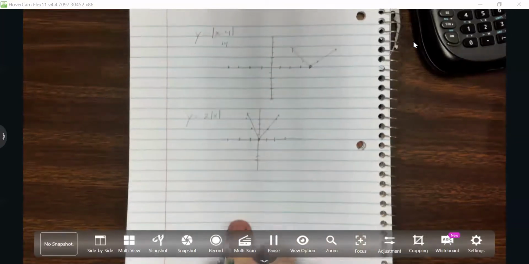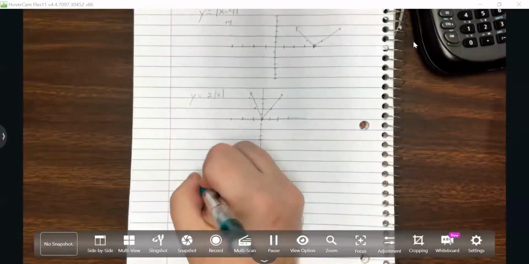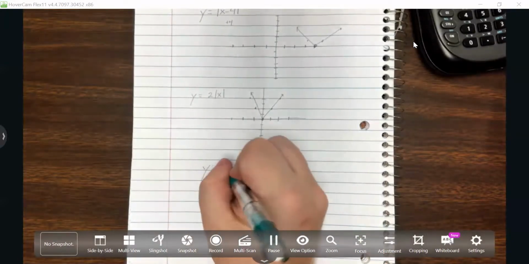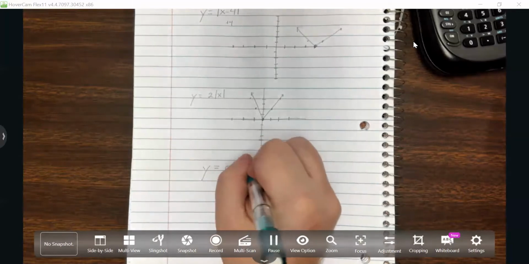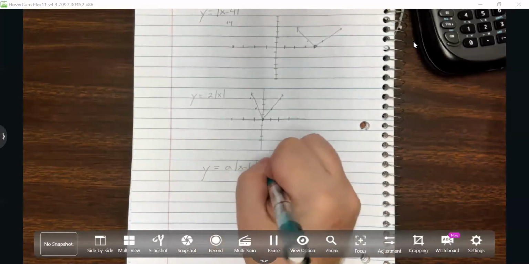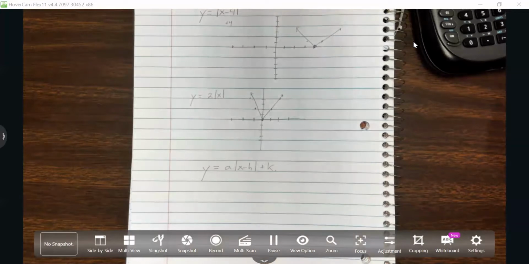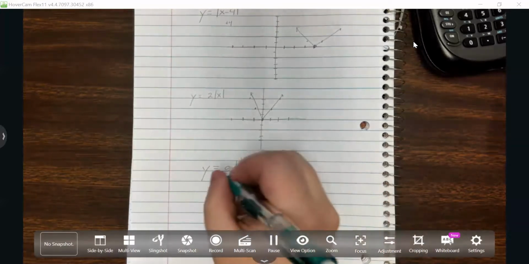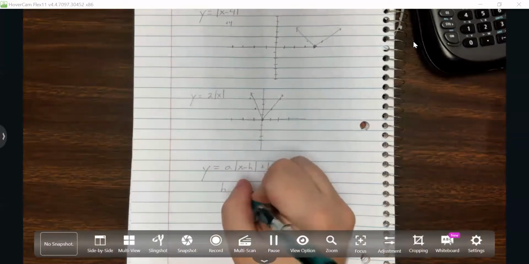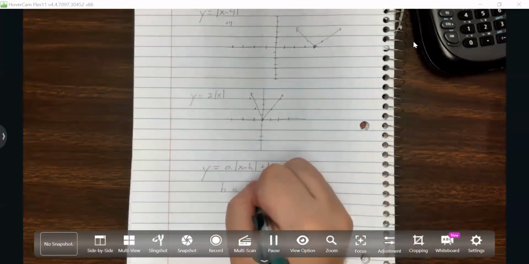So our general formula for these is y equals a times the absolute value of x minus h plus k. This is our general formula for graphing an absolute value. And each of these numbers means something particular. So h is the horizontal shift. It's how far we moved left or right.